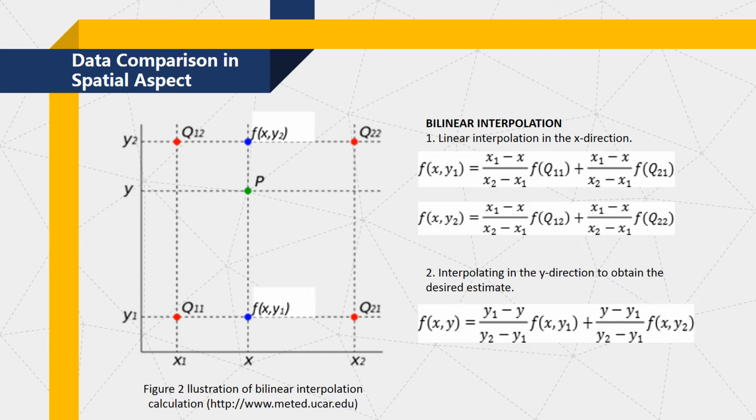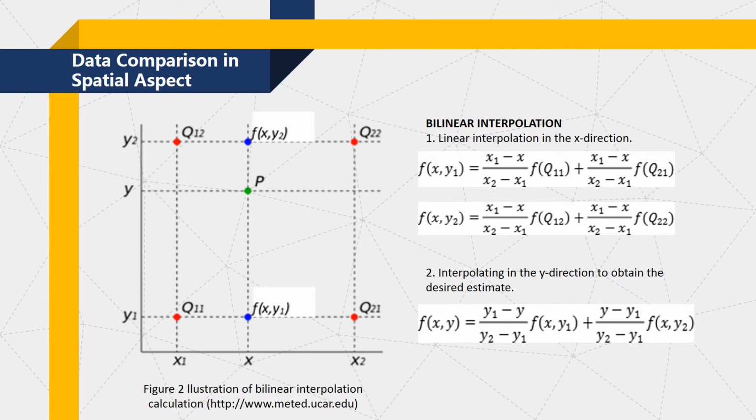That actually x value also has two values. They are values in y1 and y2. It is calculated using the equations on the right side, in function of x and y1 and function of x and y2. And the second is interpolating in y direction to obtain the desired estimate.